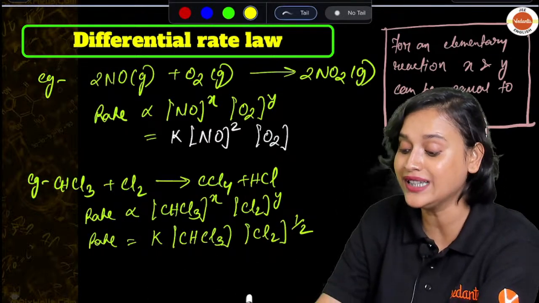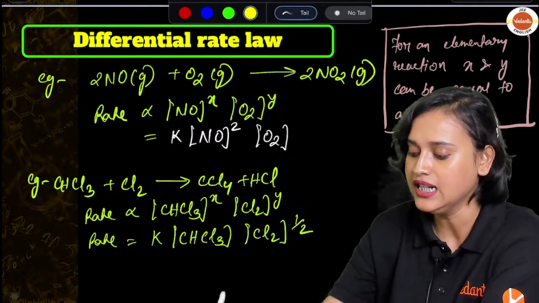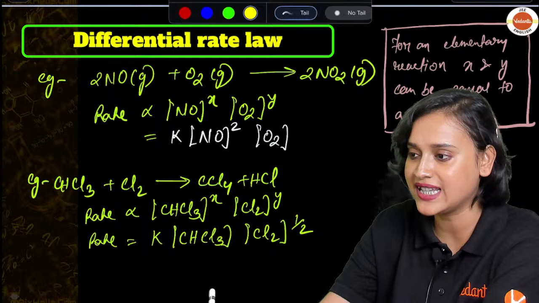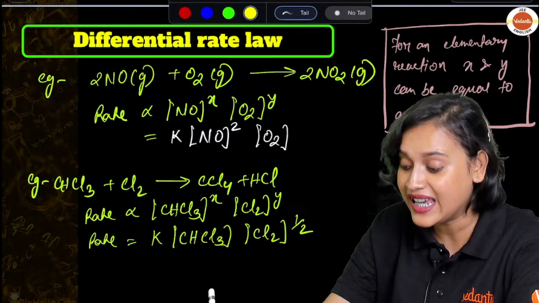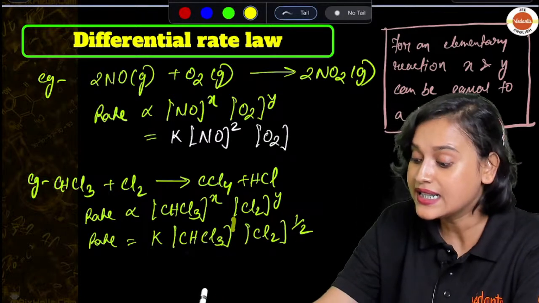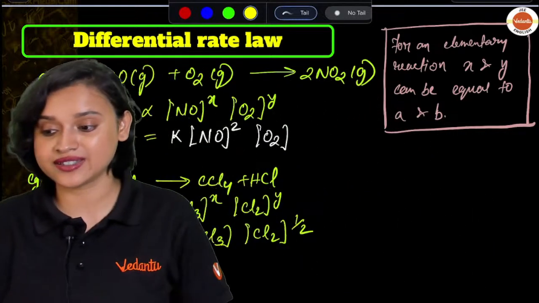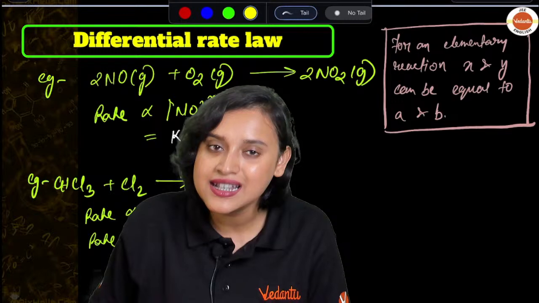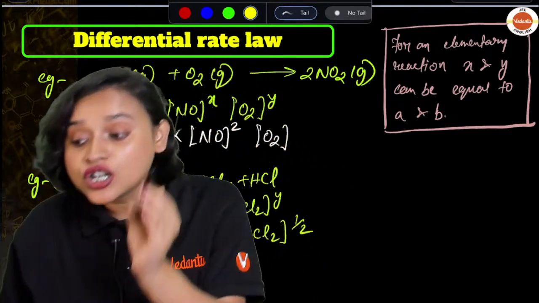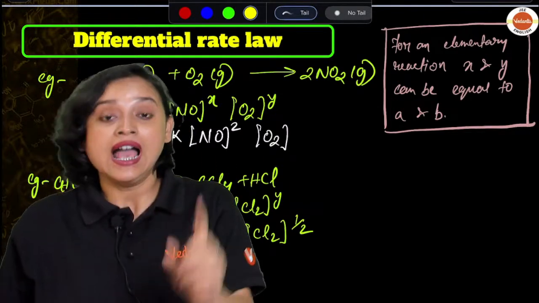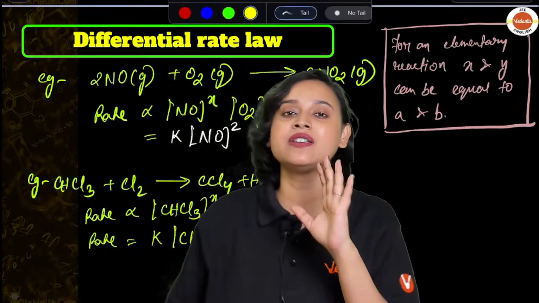Now look at the next example. CHCl3 plus Cl2, if I take, and if it forms CCl4 plus HCl, here my rate is supposed to be proportional to CHCl3 to the power x and Cl2 to the power y. But here what happens is rate is k CHCl3 to the power 1, Cl2 to the power half, my dear students. It is to the power half. So do you notice that x and y can be equal to a and b, or might not be equal to a and b. And this is experimentally determined.